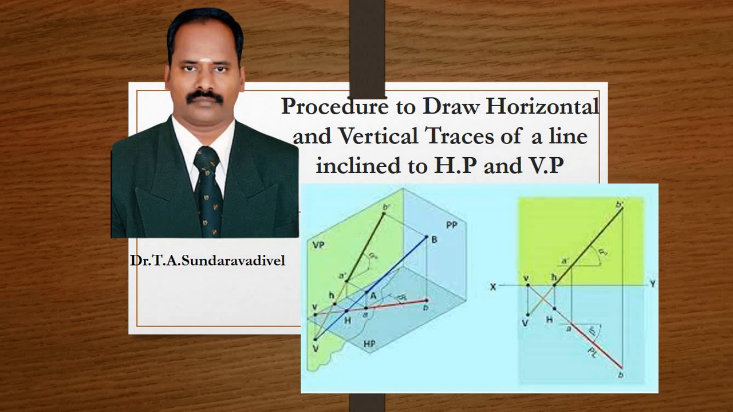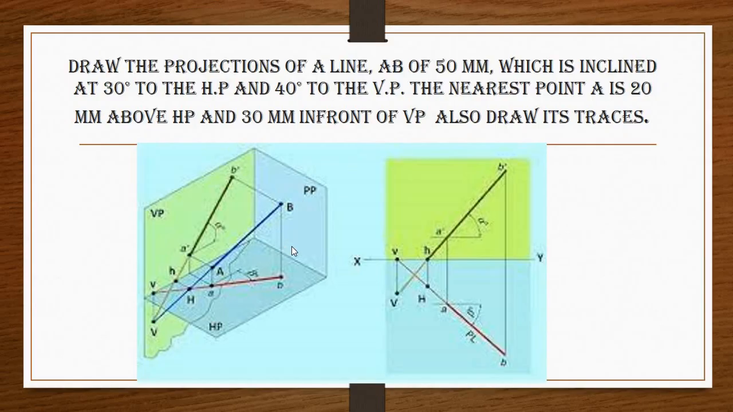This is Dr. T. A. Sundaravadivel. In this lecture, we are going to see the procedure to draw horizontal and vertical traces of a line inclined to both HP and VP. So when a line is inclined to both HP and VP, both traces will be available. That is, both horizontal trace and vertical trace will be available. So let us take a question and we will analyze that question.